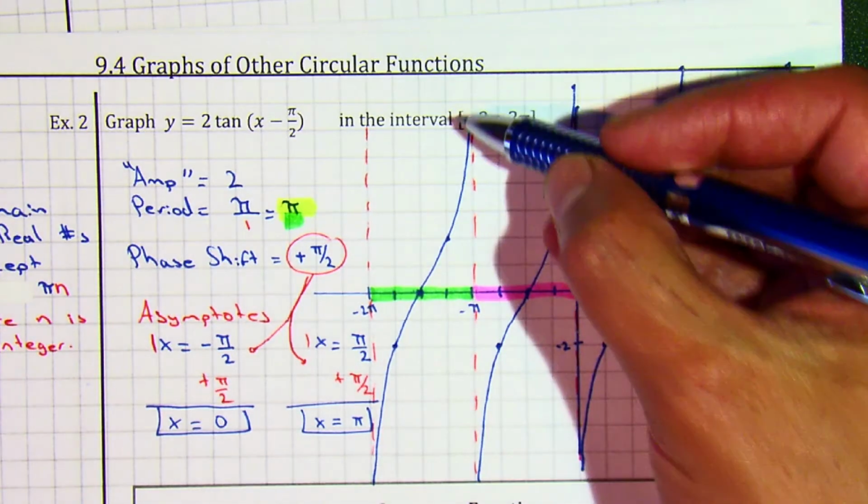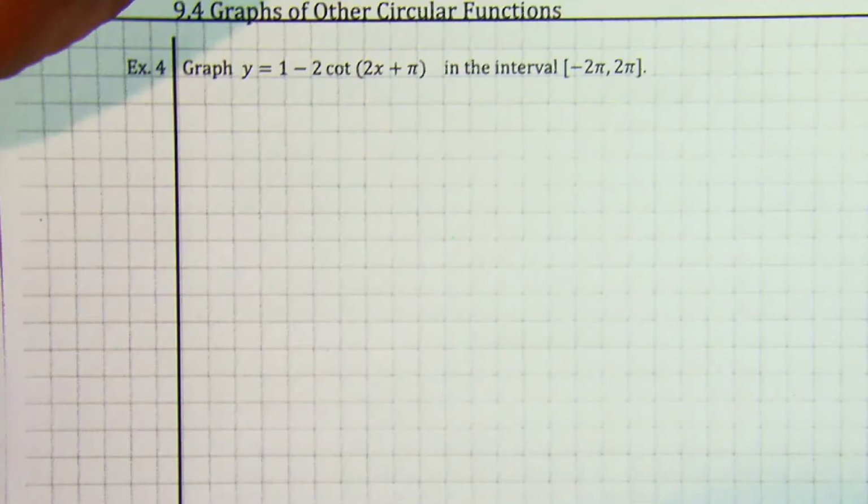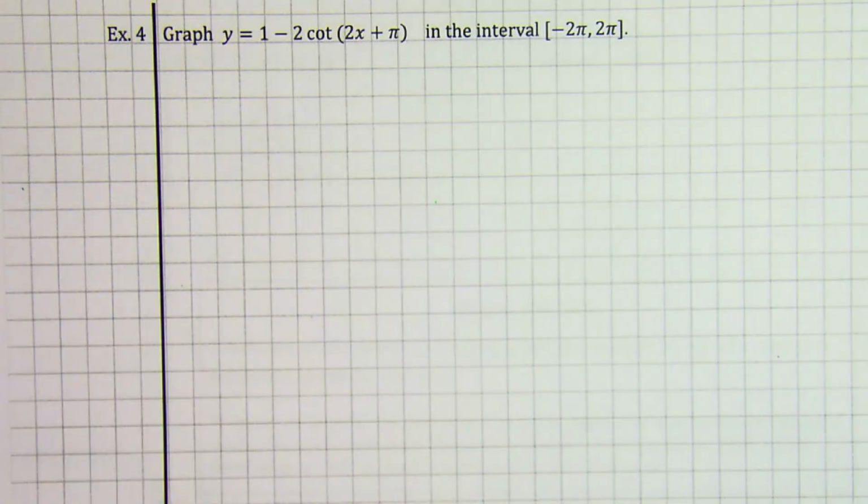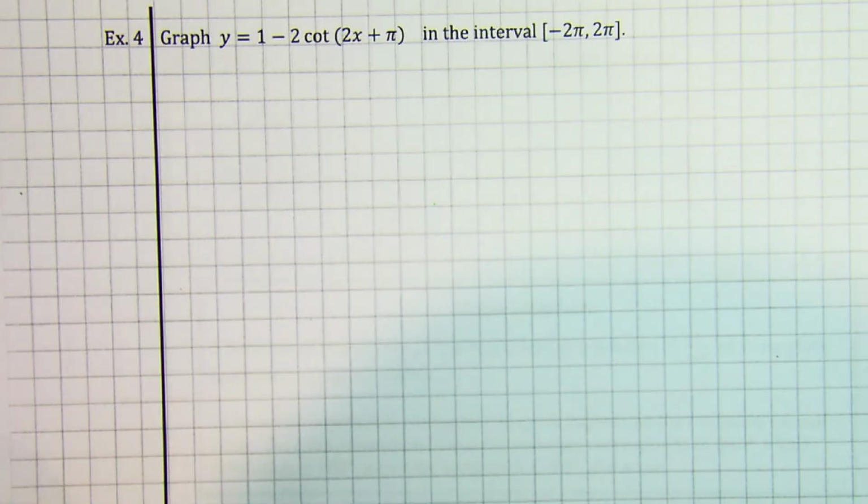This is tangent. Example number 4. Last example for today. So go ahead and pause it, see if you can graph it, and then we can check and see if you did it correctly. Go and pause it.